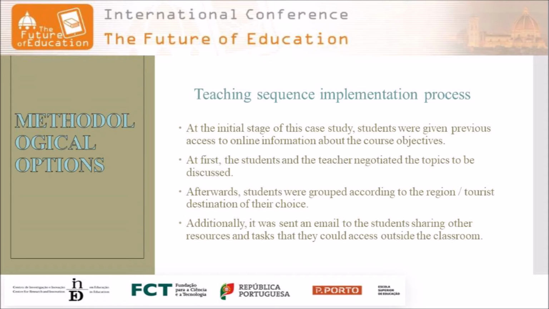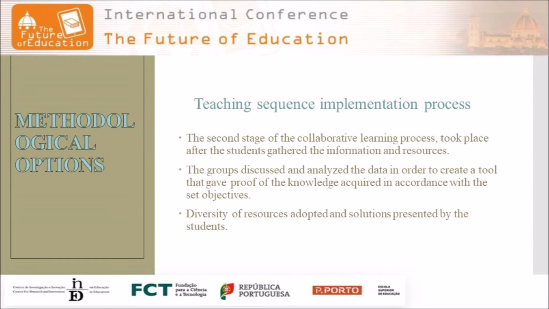Additionally, an email was sent to the students sharing other resources and tasks that they could access outside the classroom. The second stage of the learning process, undoubtedly marked by the collaborative process, took place after the students gathered the information and resources. The groups discussed and analyzed the data in order to create a tool that gave proof of the knowledge acquired in accordance to the set objectives.